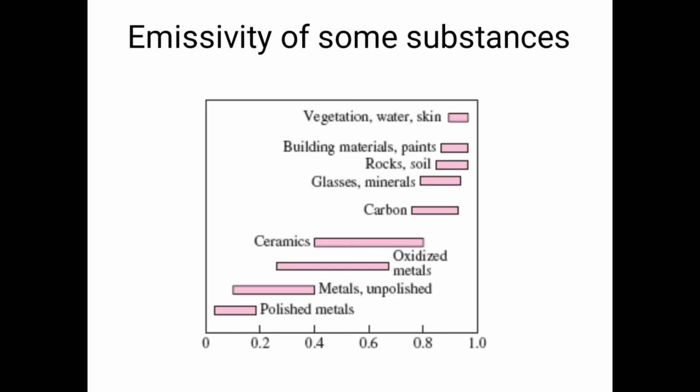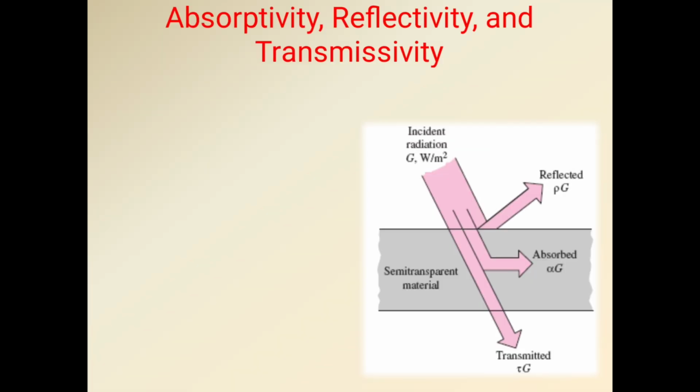Emissivity values are given for some substances, such as vegetation, water, skin, and building materials, paints, rocks, glass, carbon, ceramics, metals and polished metals.